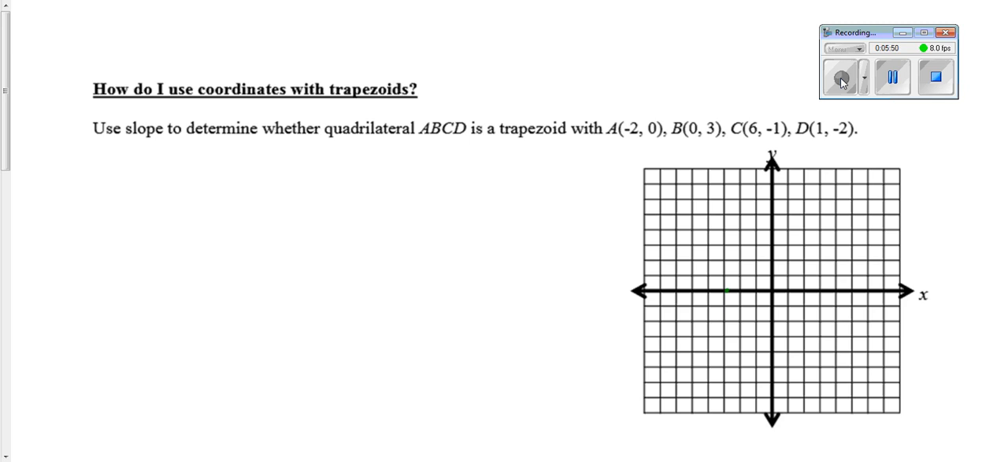Okay, so my one property of a trapezoid is one pair of parallel sides. So I'm going to use slope to prove one pair of parallel sides, and I can say, hey, I have a trapezoid. So as always, let's start by plotting our points. So A is at (-2, 0).